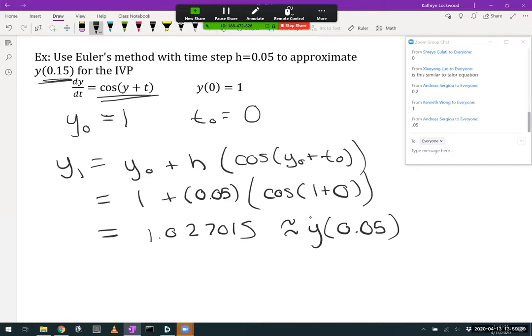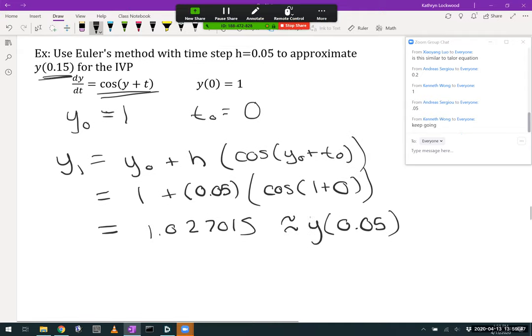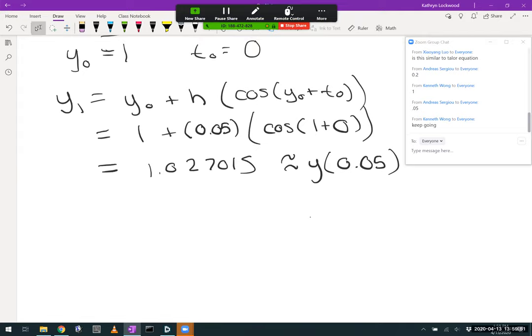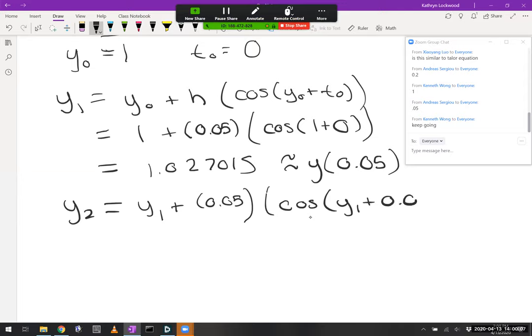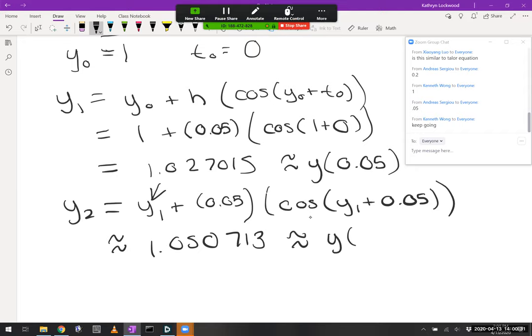Are we done or do we need to keep going? Yes, we need to keep going. We haven't hit y of 0.15 yet. So we'll do it again. y2 is equal to y1 plus the time step times cosine evaluated at y1 plus the previous time, 0.05. Stick this 1.02 stuff in for y1 in a calculator. It comes out to be like 1.050713. And that's giving us approximately the value of y at time 0.1, two time steps in.